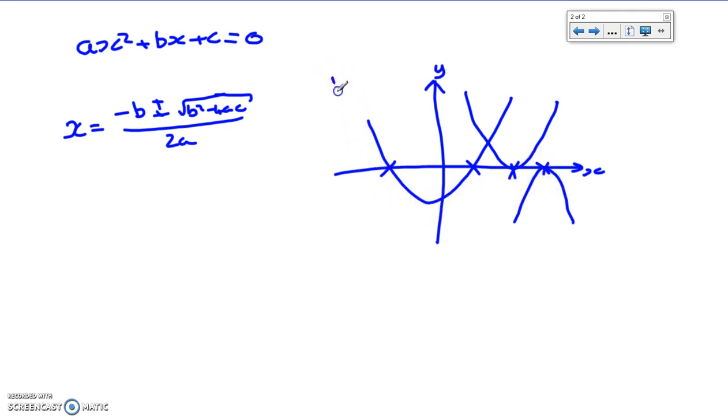You could then have a third scenario where it's just up in the air. So it's just up there like that, or down there like that. It doesn't actually touch the x-axis at all. These ones here have no real roots. They introduce the idea of something called a complex root, but we don't deal with complex numbers until Advanced Higher, or at least not at this stage anyway, so we won't worry about that just now.